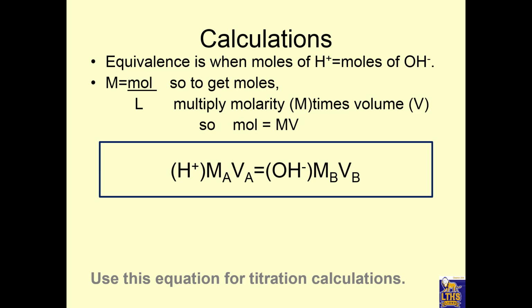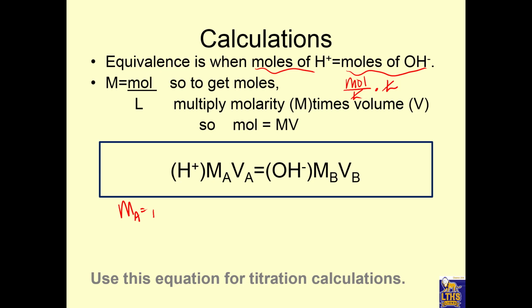So, equivalence is, we said, when moles of hydrogen ion equal moles of hydroxide ion. And then we're measuring them in concentration, though, so it's moles per liter. So we have to get moles, and moles have to be equal. So we have to multiply the molarity times the volume, and look what happens, we get moles. So if you measure the molarity of the acid and multiply by the volume, and know the amount of H+, it should equal the molarity of the base times the volume of the base and the amount of hydroxide ion.